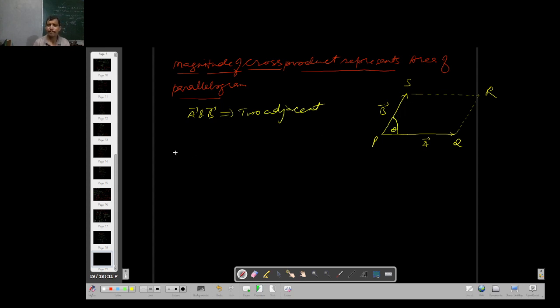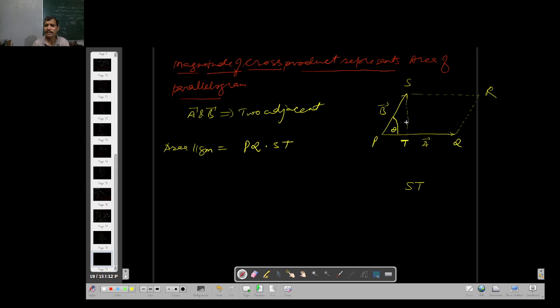So what is the area of this parallelogram? The area of this parallelogram is equal to, say, let me draw a perpendicular from S onto PQ and say it is T. So according to the formula of area of parallelogram, I can say that it is PQ into ST. Let me write it down as PQ into ST. Here what is ST?